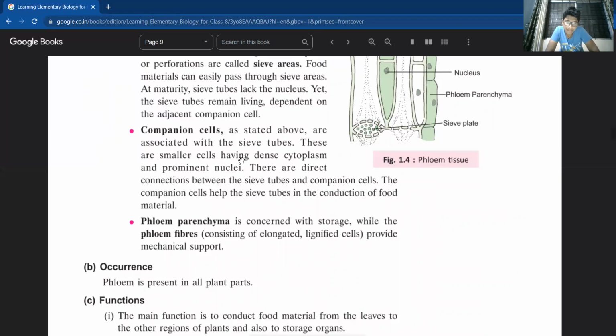So phloem parenchyma is concerned with storage, while the phloem fibers provide mechanical support. The phloem fibers have the same function as in the xylem, but they don't come to much use in the phloem. It mostly comes to use in the xylem.